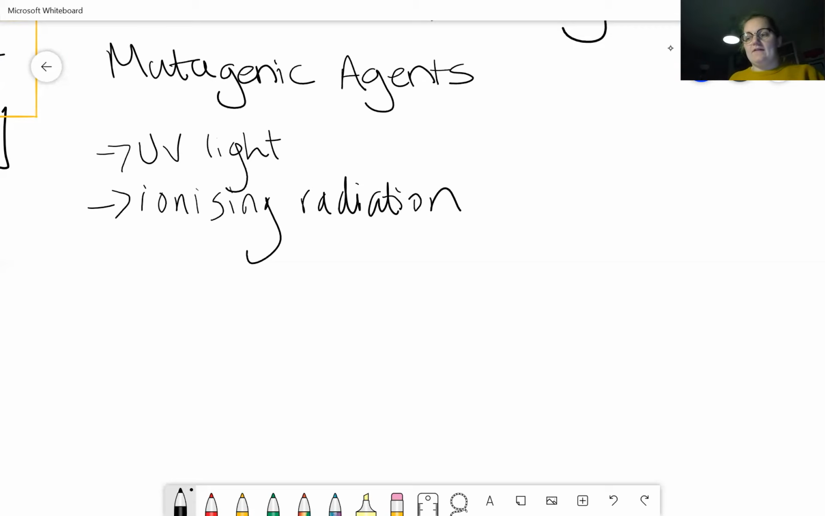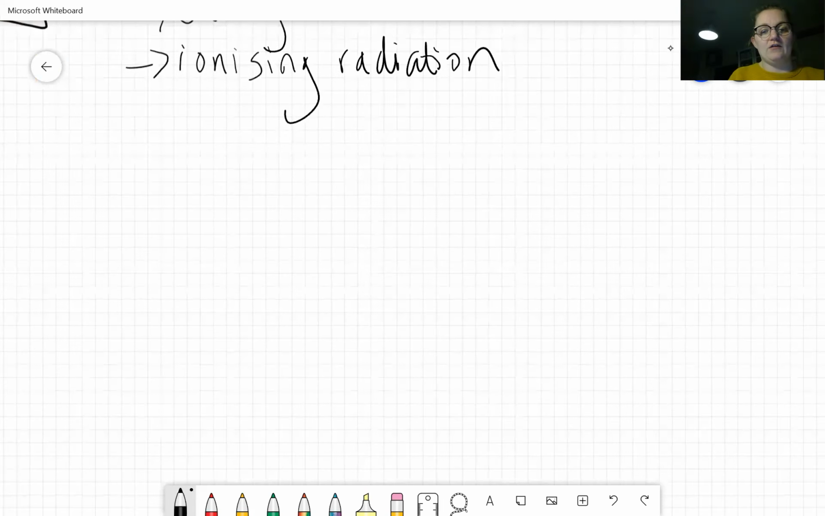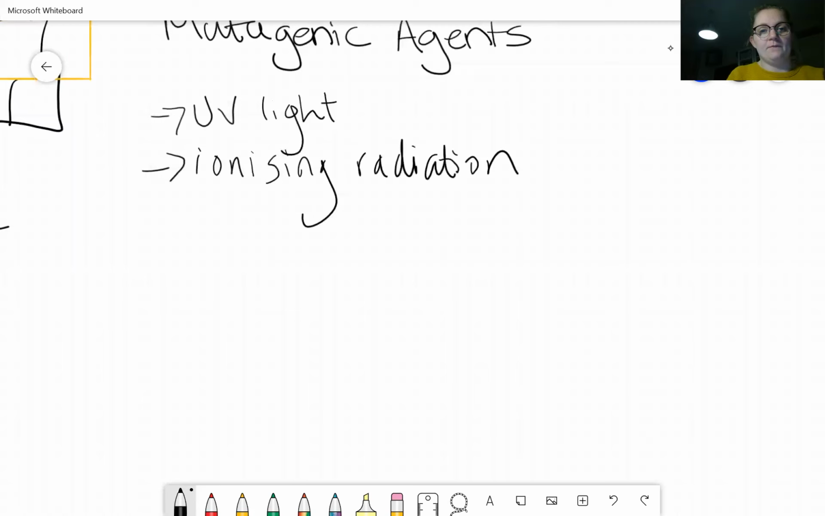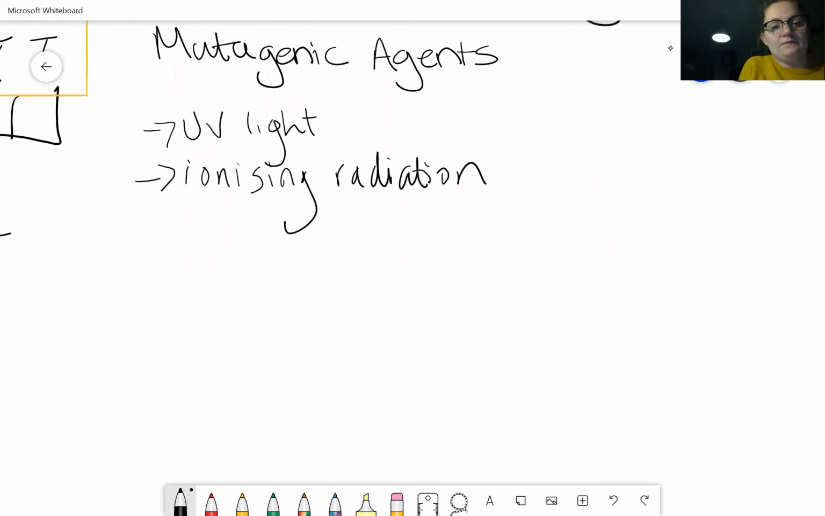How do they do this? They don't just randomly go, oh yeah, we're going to cause mutations. There's actually reasons why they have this. So mutagenic agents, how do they work? How do they cause mutations? Well, they work in a couple of ways. Number one, they can act as a base.